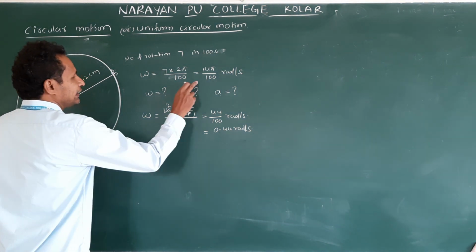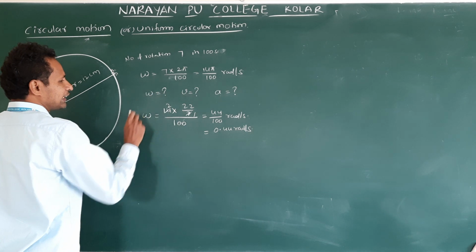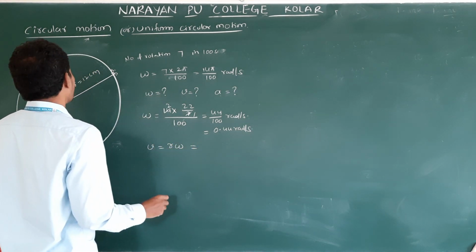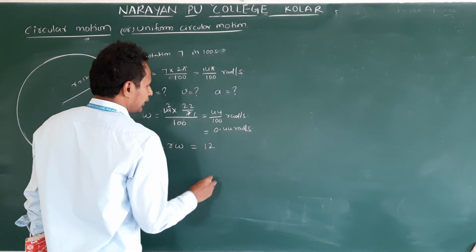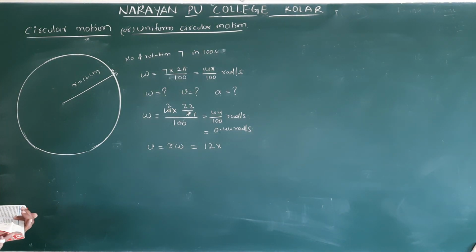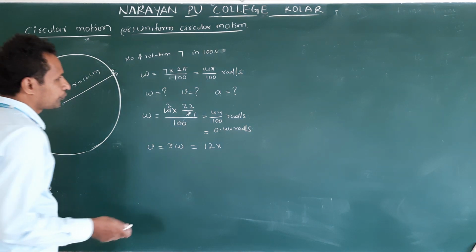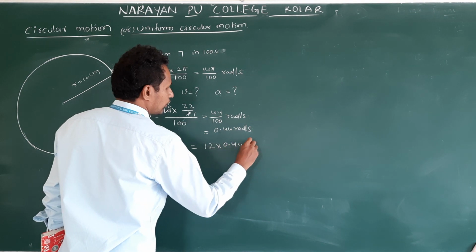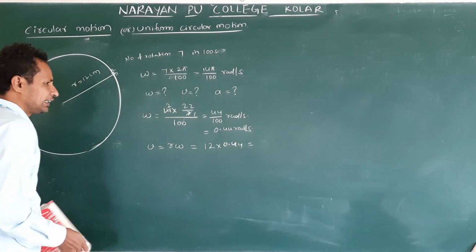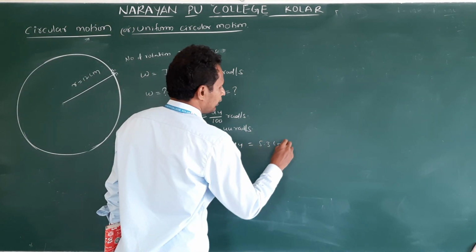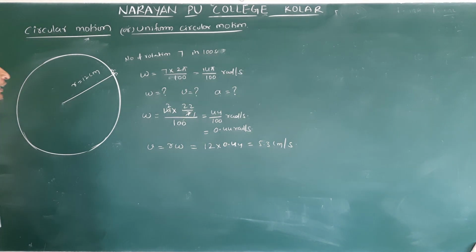Next, what did they ask? Linear velocity. What is the relation between linear velocity and angular velocity? V is equal to r omega. What is r here? 12. If they ask in centimeters, then directly multiply with that. 12 into 0.44. Then do this calculation. What do we get? This is 5.3 centimeter per second.